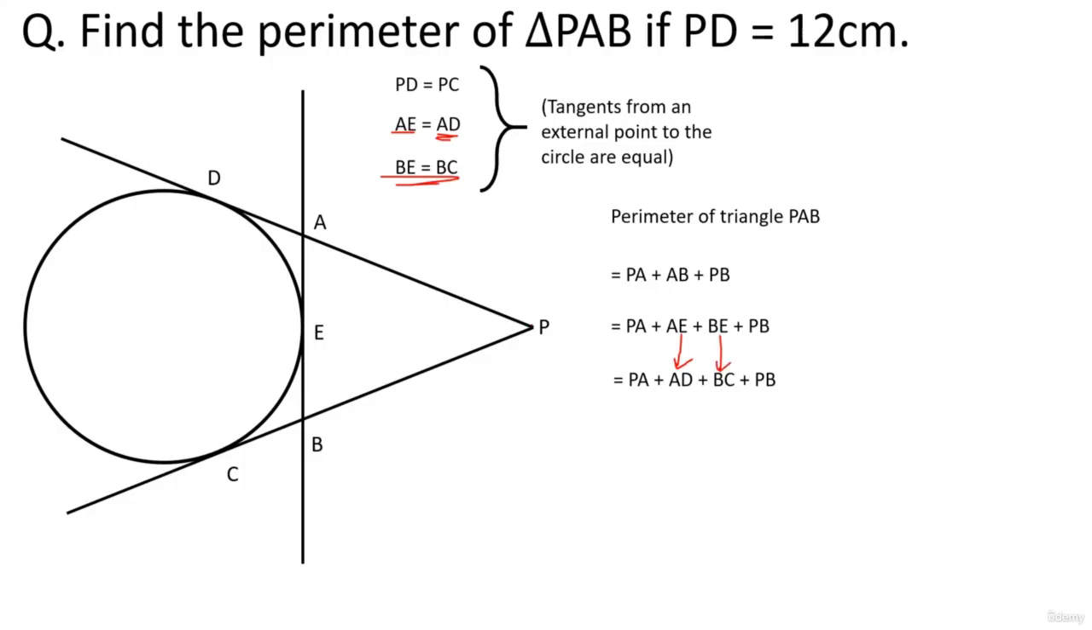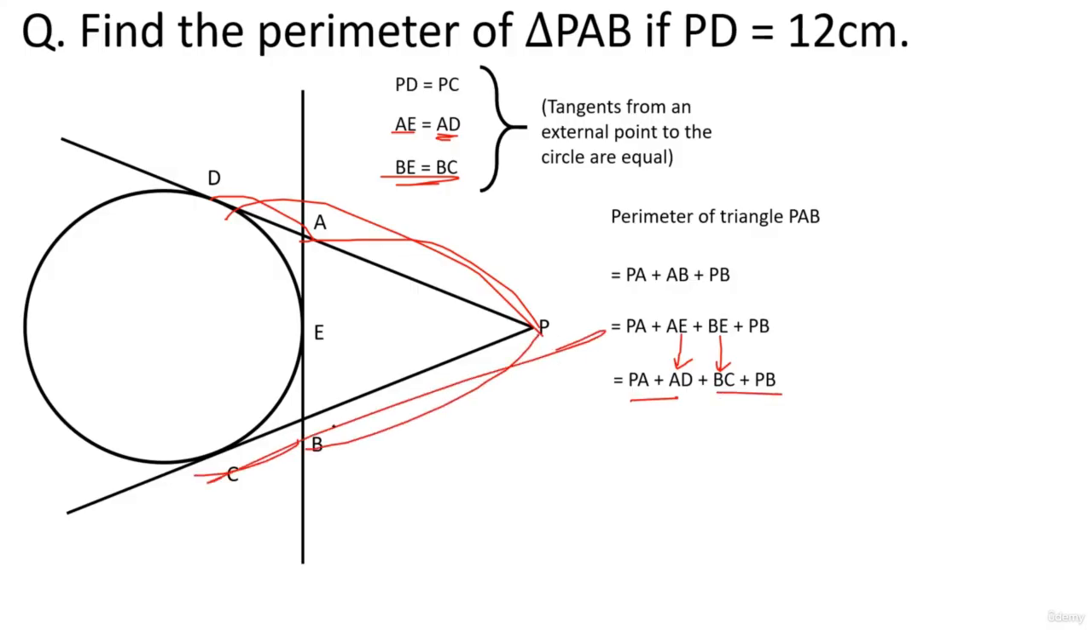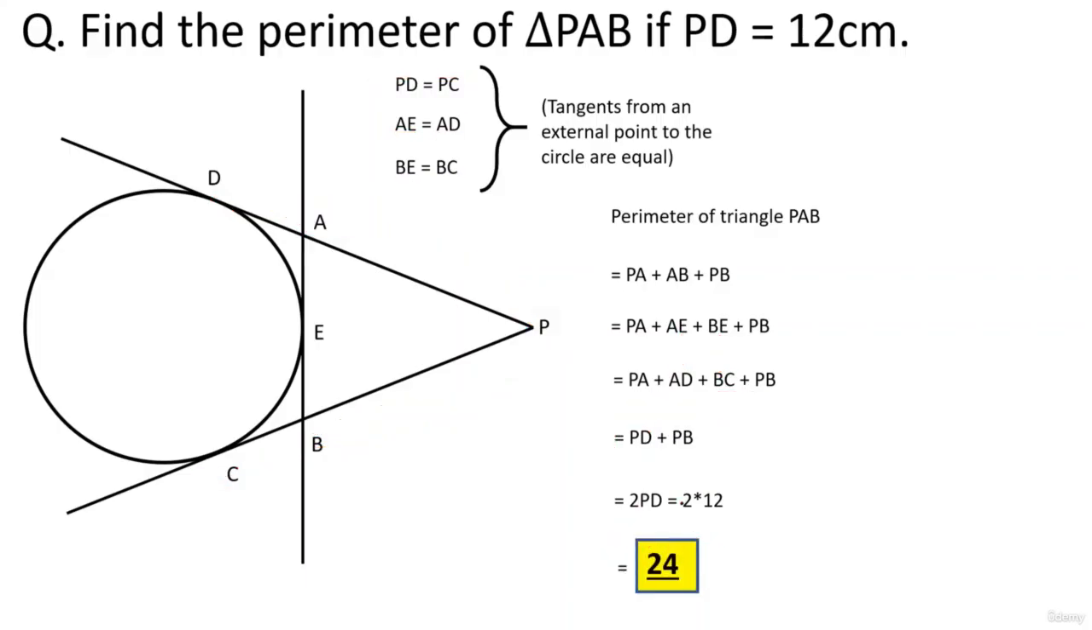Okay. Now guys, if you observe carefully, what is PA plus AD? PA plus AD is nothing but PD, this tangent, right? Same way, BC plus PB is nothing but PC, right? This entire tangent. Okay, so replace PA plus AD by PD, and you replace PB plus BC by PC. ये PC होगा. Okay, but also we studied that PD is equal to PC, right, guys? PD is equal to PC, so you can replace this with twice of PD or twice of PC, whatever you like. Or you can just put in the values. The values will be 12 plus 12 equals 24. That's the required answer.